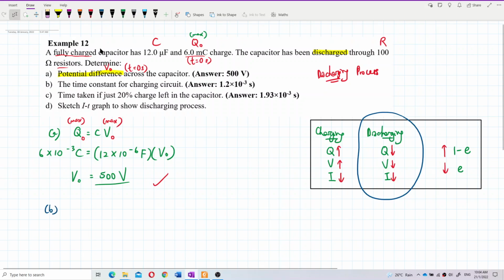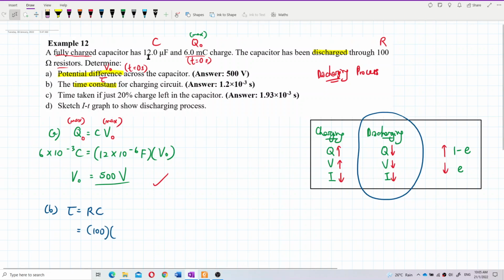Question B. I want to find the time constant, which is tau. The formula is time constant equals RC. Do I have R? Yes, 100 ohm, already in SI unit, no need to change anything.